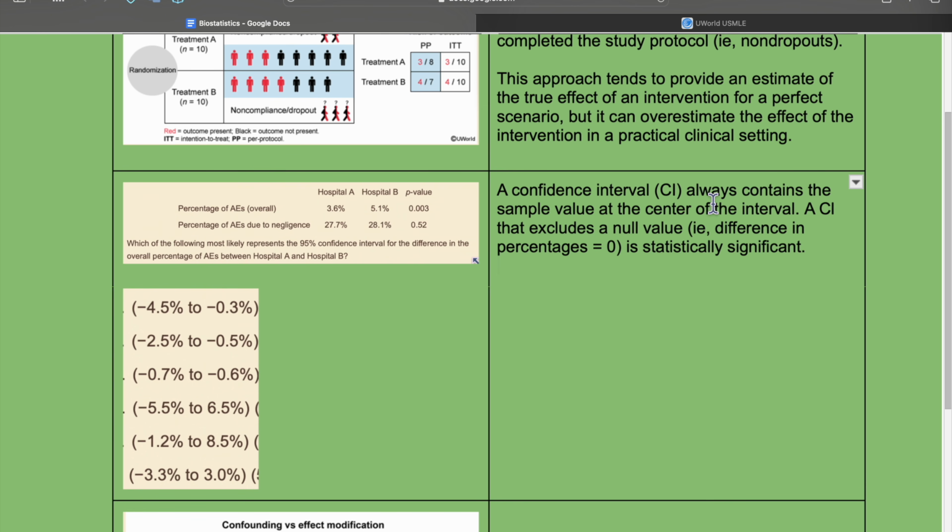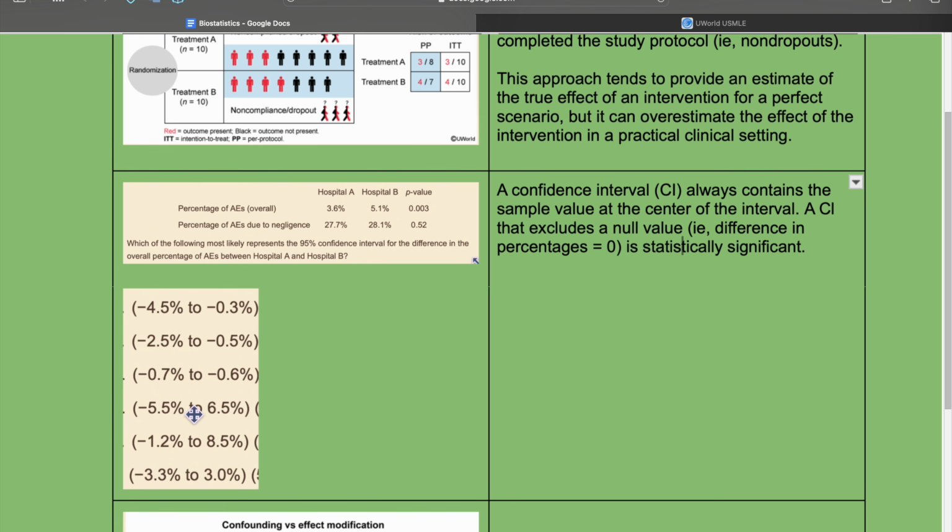Okay, so a confidence interval always contains the sample value at the center of the interval. A confidence interval that excludes a null value, that is, a difference in percentage that does not equal 0, is statistically significant. Okay, so they're talking about there's no odds ratio or relative risk, right? So we do not consider the null value to be 1 anymore. Okay, we're doing confidence intervals, so we're dealing with percentages, not ratios. When we are dealing with percentages, we do not want the difference to equal 0. Okay, so what does that mean?